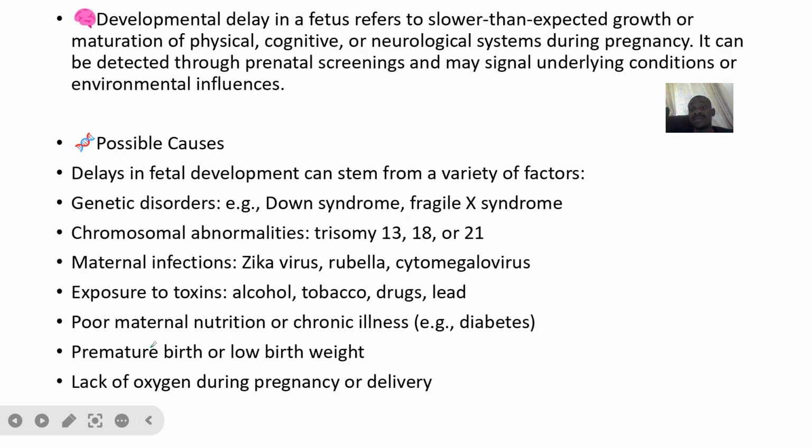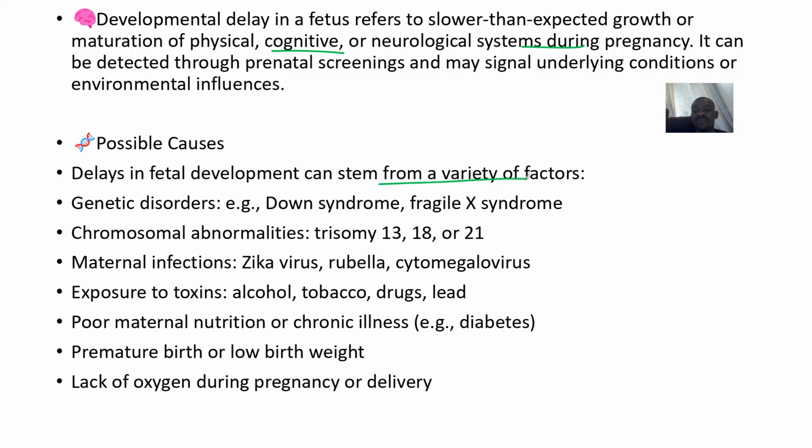A slower than expected growth, or the baby is not maturing physically, or cognitively, not able to attain that level of intelligence, starting to know things, or neurological symptoms during pregnancy. It can be detected through prenatal screenings, and may signal that the baby is likely to have one of these issues that I will be listing. Do you understand?